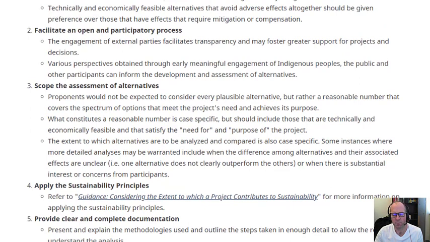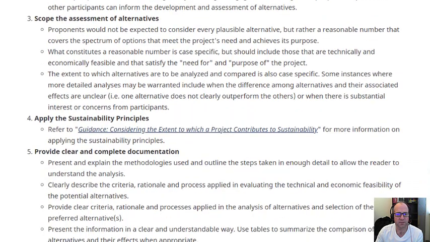I will talk a bit more about this in practical terms, but from the government's perspective, what they say is the engagement of external parties facilitates transparency and may foster greater support for projects and decisions. So that is absolutely the case. If you can include stakeholders in the decision-making process, obviously they're going to be much more likely to buy into the decision in the end, as opposed to what is often done, which is the proponent simply showing the stakeholders how a decision was made and hoping that they will accept that decision. So, scope the assessment of alternatives.